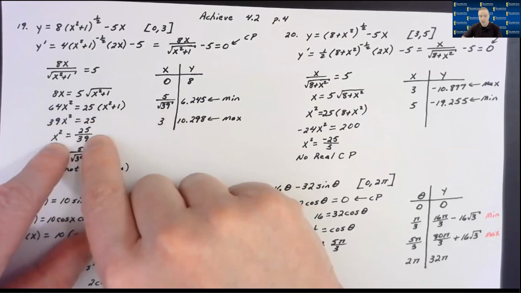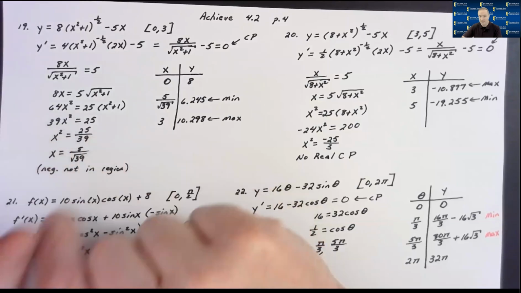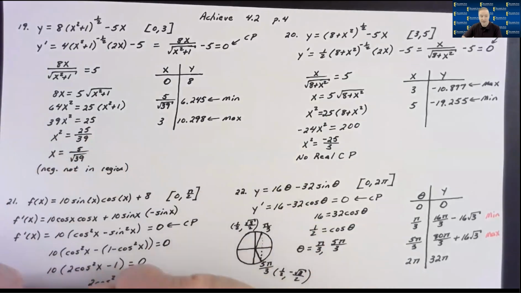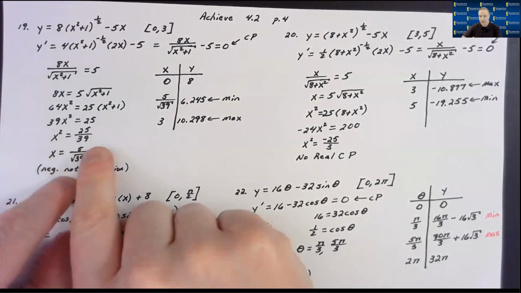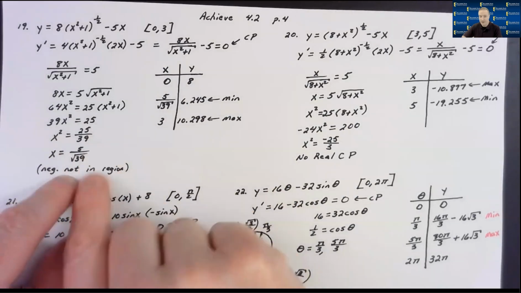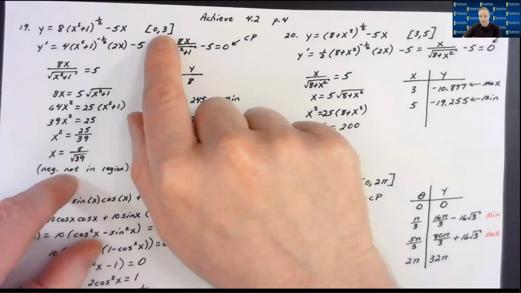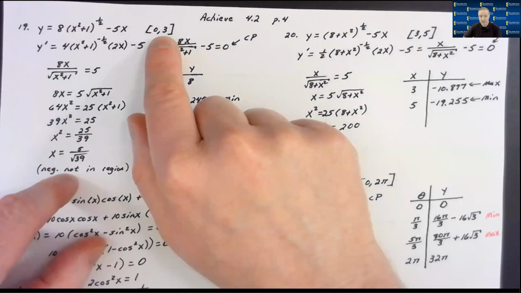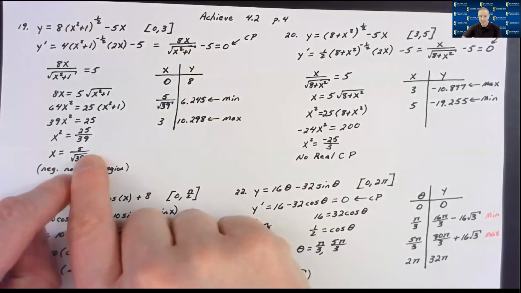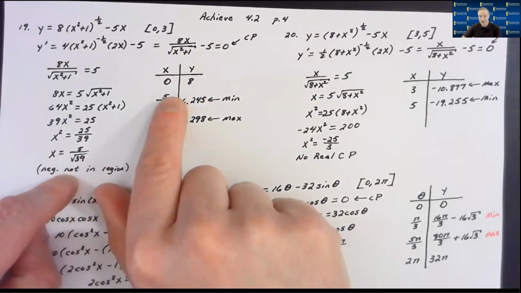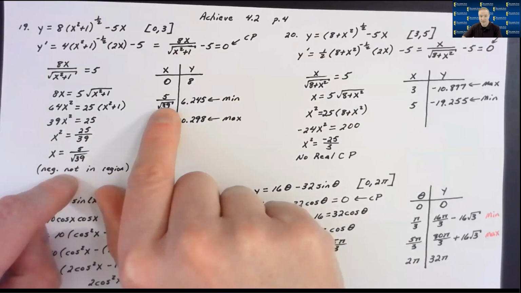Then we take the square root, and you can say, well, x is going to be the square root of 25 over the square root of 39. That's 5 over the root of 39. Technically, it would be positive and negative. I didn't even bother putting the negative because I knew that my region was positive numbers only. So I can say, all right, my critical point here that's going to go into my problem is 5 over the root of 39.